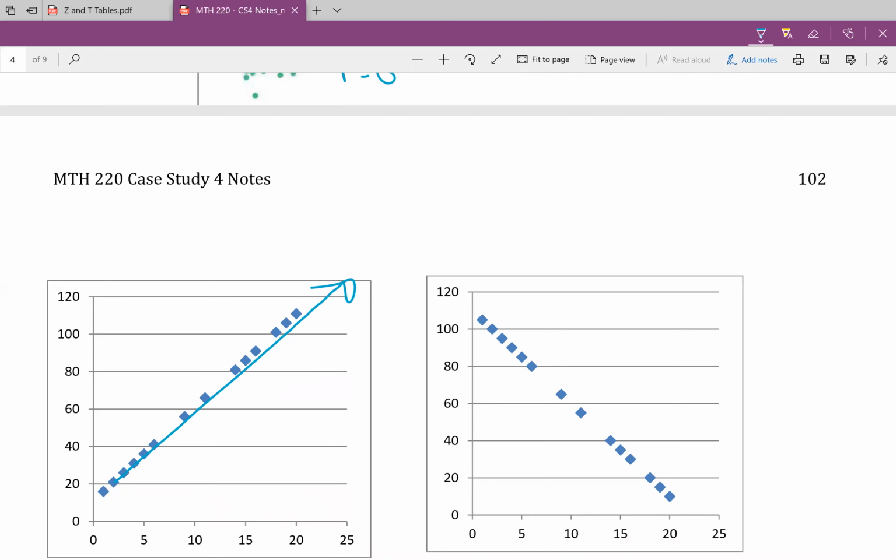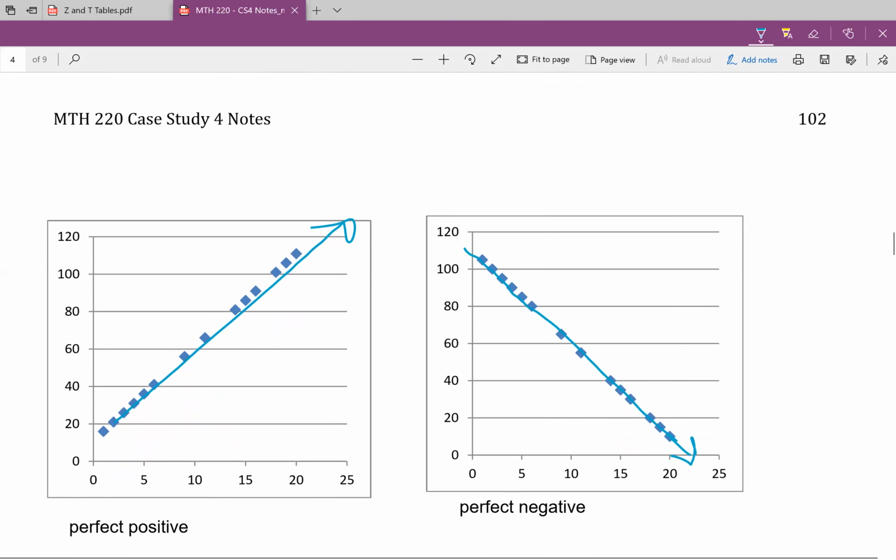The second one, again, looks like we have an almost perfectly straight line, but now this line is going down and to the right. So if I reveal this first one, that's going to be a perfect positive. That means we'll have an R value of 1. And the second picture to the right is a perfect negative, which means we'll have an R value of -1.